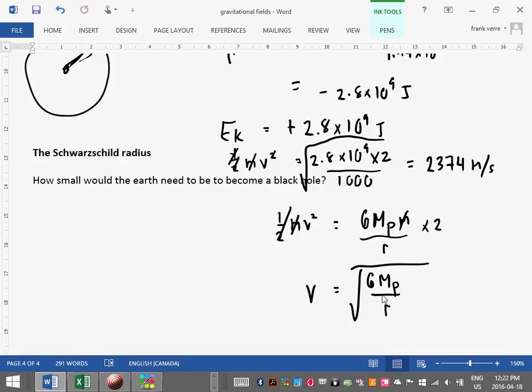So as long as you know how big the object is that you want to escape from, the radius to the center of that object, you should be able to figure out how much speed you would need to escape that object. So we can figure out the escape velocity from Earth. How fast would a rocket need to be in order to escape the gravitational field of the Earth?